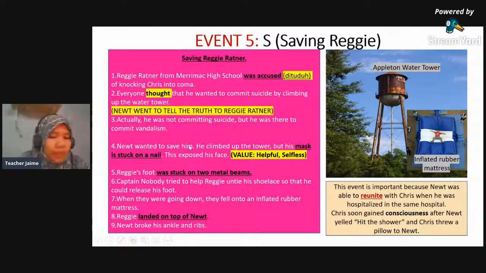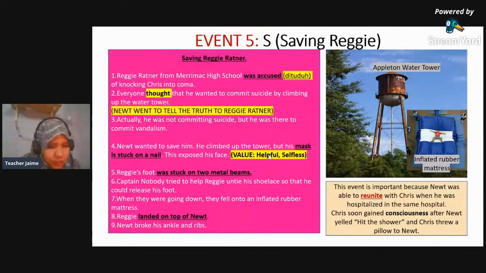Newt wanted to save him, number 4. He climbed up the tower, but his mask is stuck on a nail. Tersangkut pula mask on a nail. This exposed his face. The value here is helpful and selfless. Dia tetap helpful. Walaupun actually, logically, Reggie Redner is from another school. I mean the opposition lah. Team yang bertentangan. But he was still very helpful and selfless. Tak pentingkan diri langsung, sampai mask dia dah exposed.